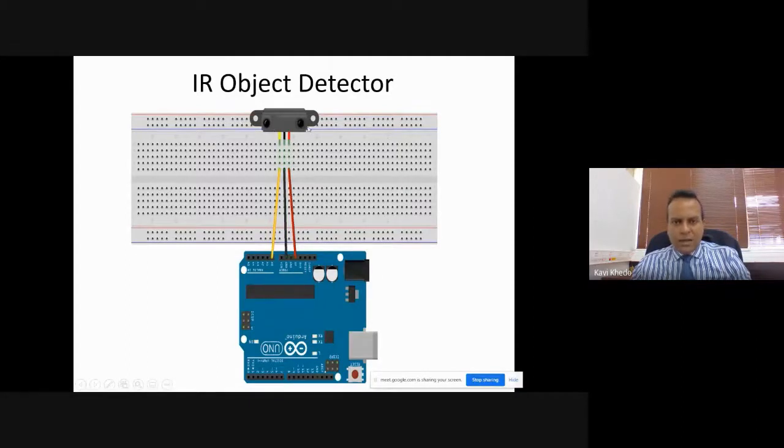Here I've connected a sensor. This is an IR sensor, an infrared object detector. It detects whether there is an object in front of it or not using infrared. And if you look carefully here, let's follow the red. You see the red is connected to this particular point here of the breadboard.